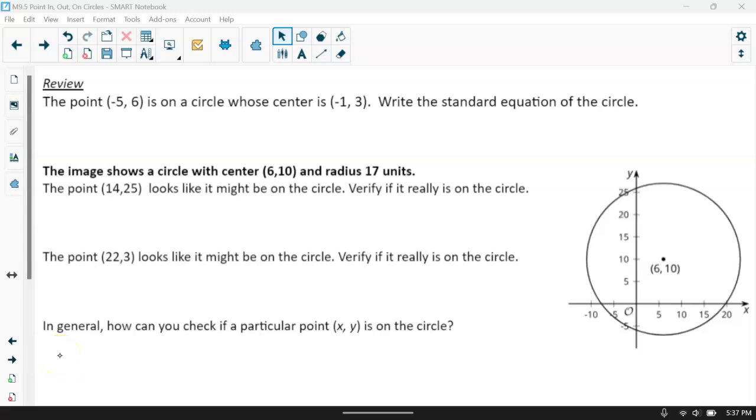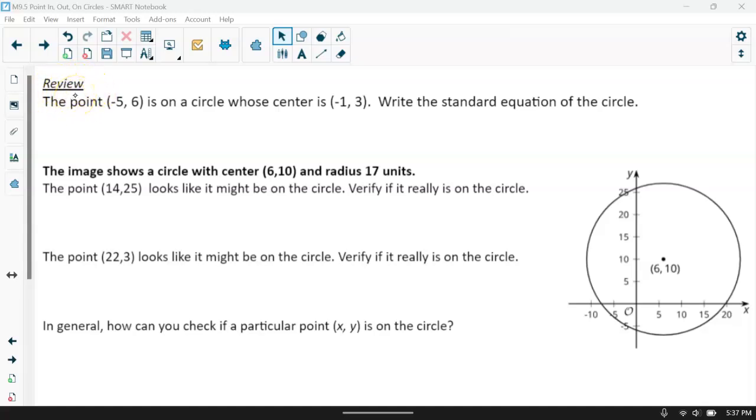In this video, I'm going over, still working with our circles on the coordinate grid, how to identify, given a point, whether it is on the circle or not on the circle, or to be more specific, whether it's outside or inside the circle. So here's this first question review.